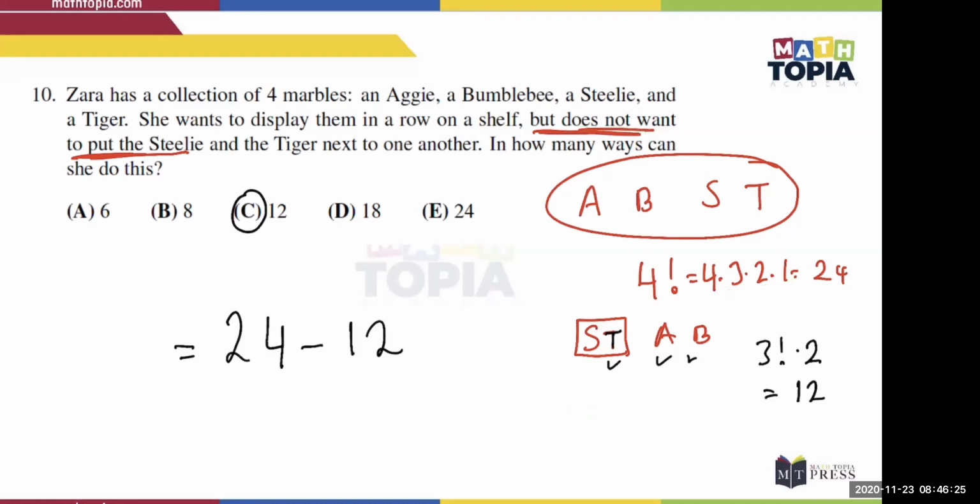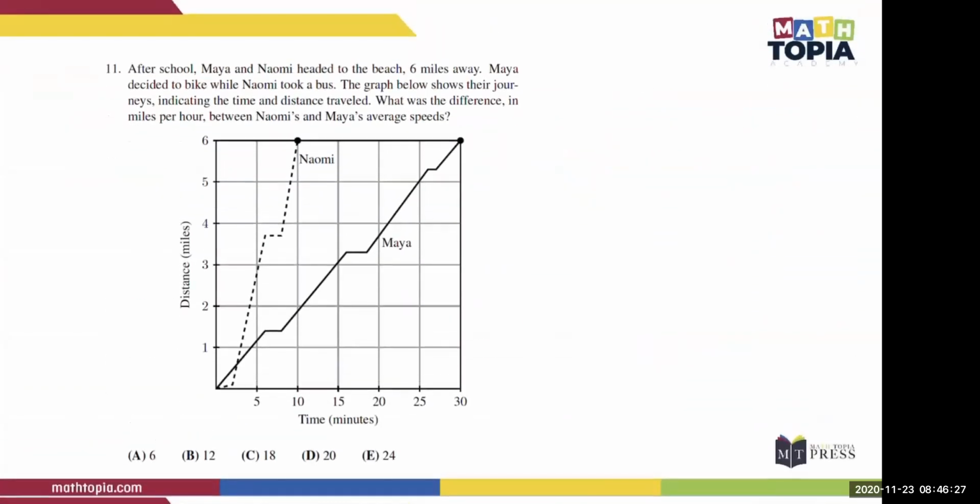So let's see. Very nice data graph. After school, Maya and Naomi headed to the beach 6 miles away. Maya decided to bike while Naomi took a bus. The graph shows their journeys, indicating the time and distance traveled. What was the difference in miles per hour between Naomi and Maya's average speeds?